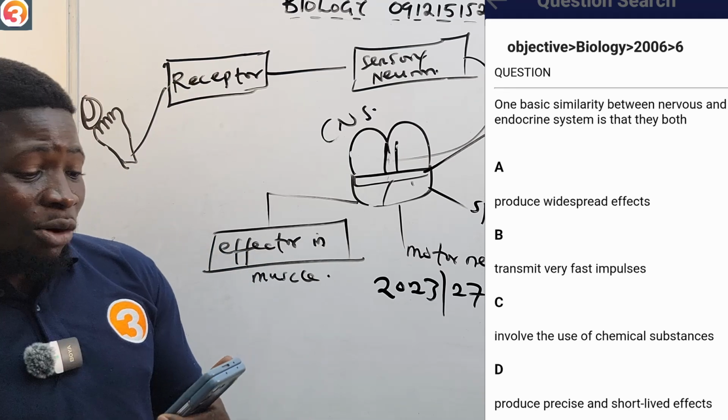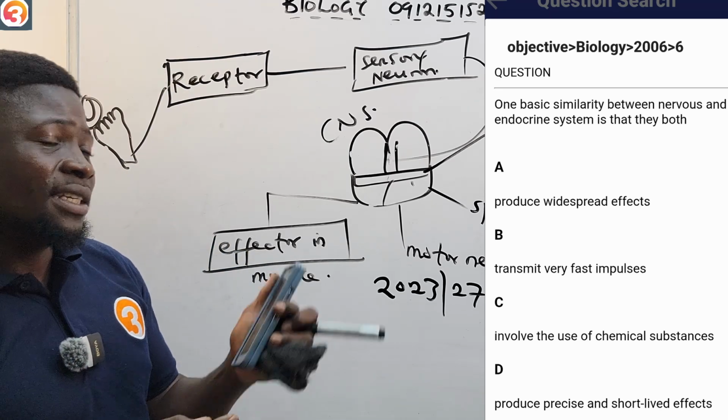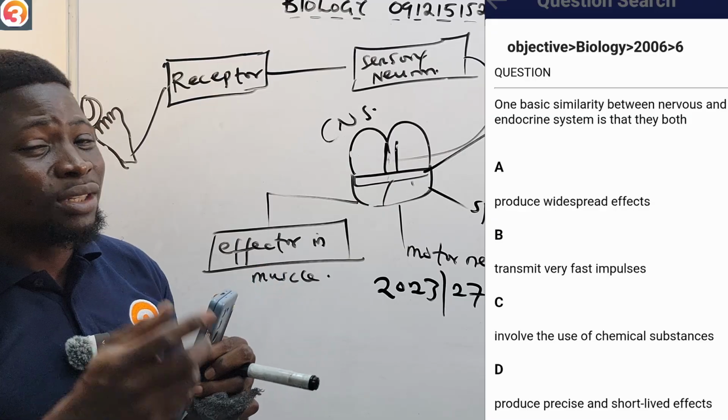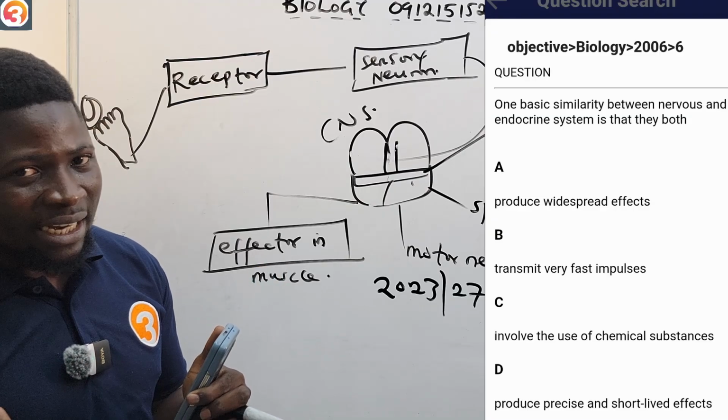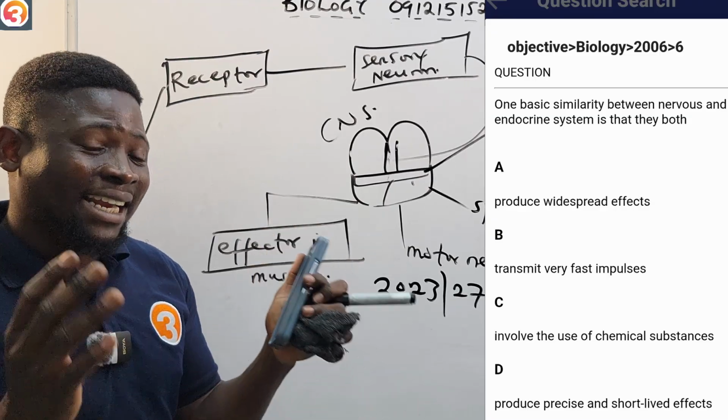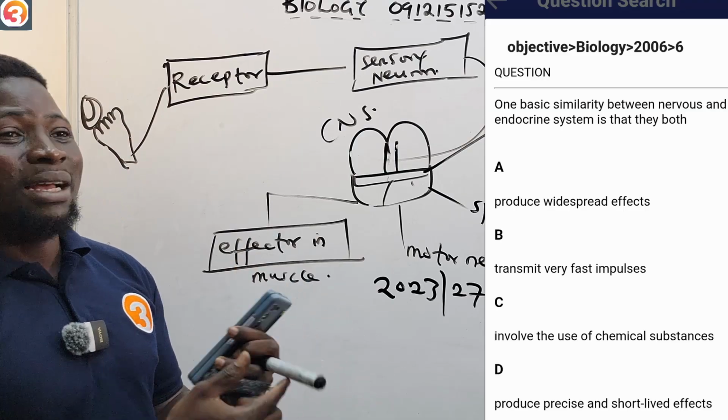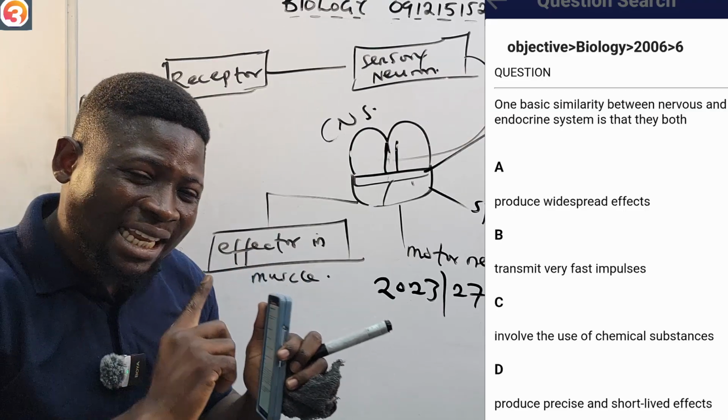This is the only question I will answer for you. Remember I told you that nervous control uses both chemical and electrical signaling. So both chemical and electrical are in the nervous system, but the endocrine system is strictly chemical.